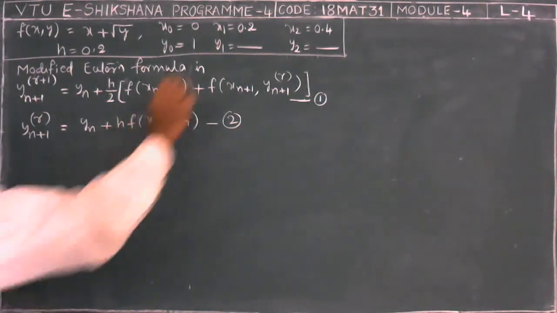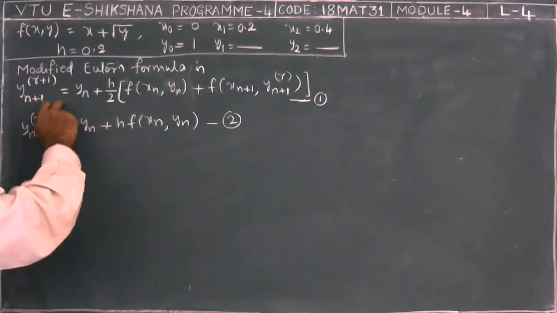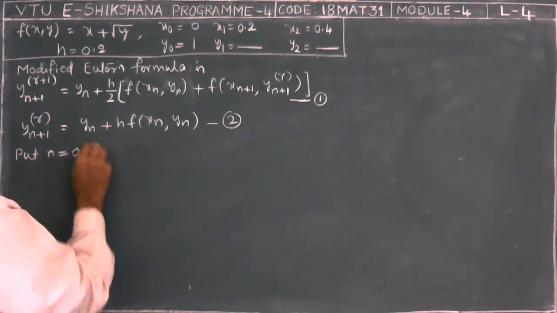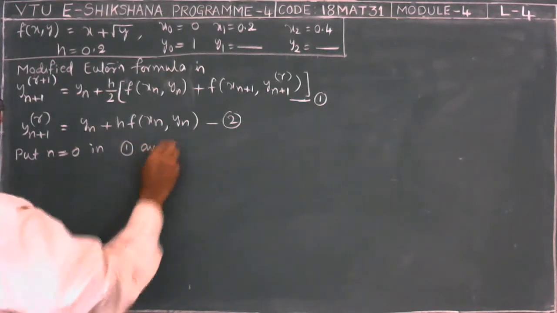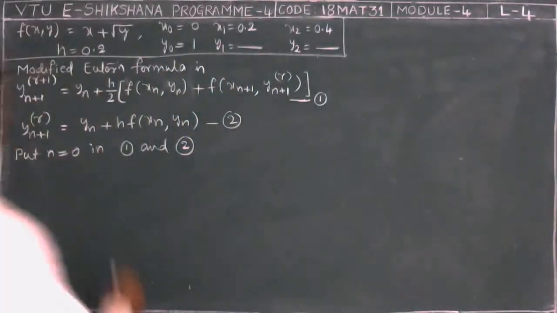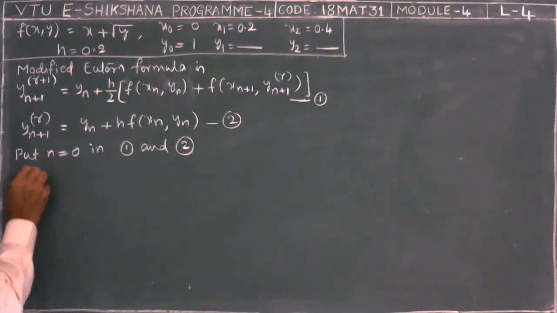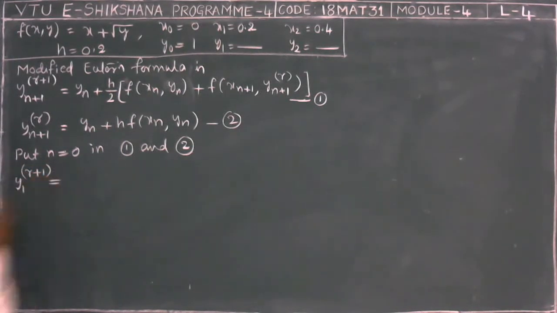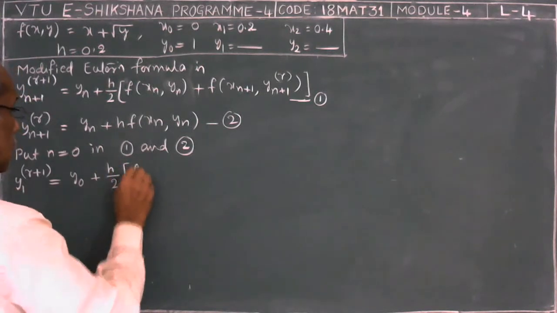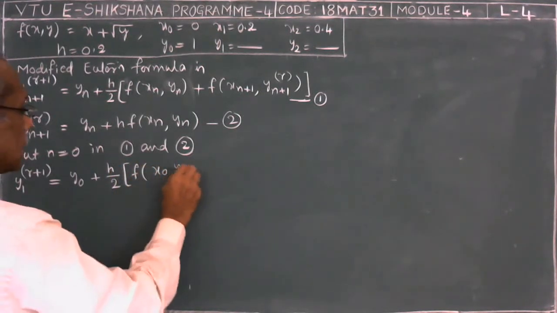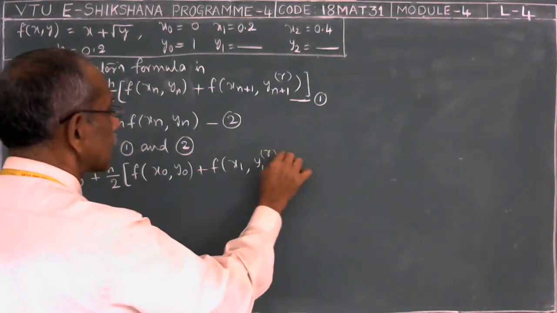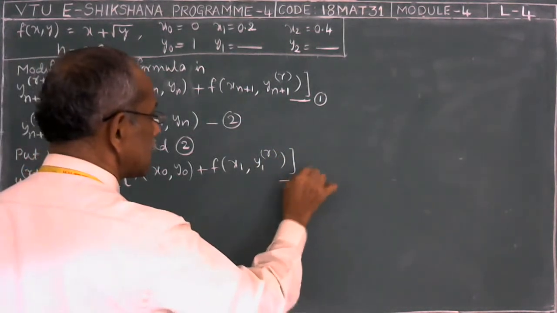Okay, so to find y1, fix n is equal to 0 in 1 and 2 and continue. So put n is equal to 0 in 1 as well as in 2. So what do we get when we fix n is equal to 0? We get y1 r plus 1 is equal to y0 plus h divided by 2 into f of x0 comma y0 plus f of x1 comma y1 r. Close this square bracket.